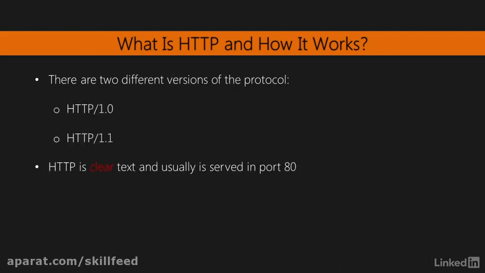HTTP protocol is available in two different versions. HTTP 1.0, which uses a new connection for each request-response transaction, and HTTP 1.1, where the connection can be used by one or more request-response transactions. HTTP is not a secure protocol, meaning that all communications are clear text, being susceptible to interception and tampering. Generally, HTTP is being served on port 80.